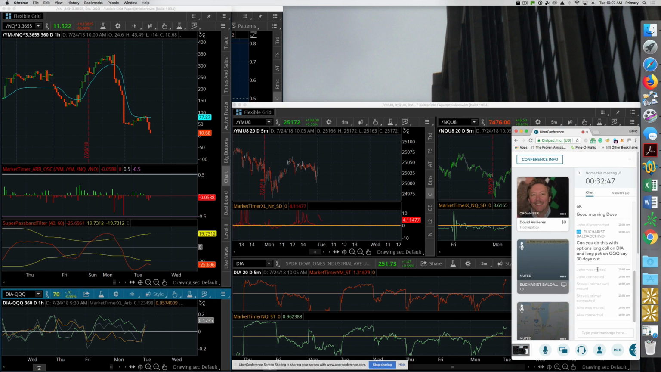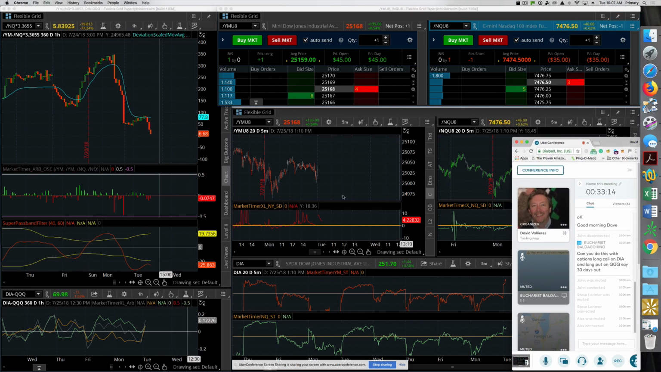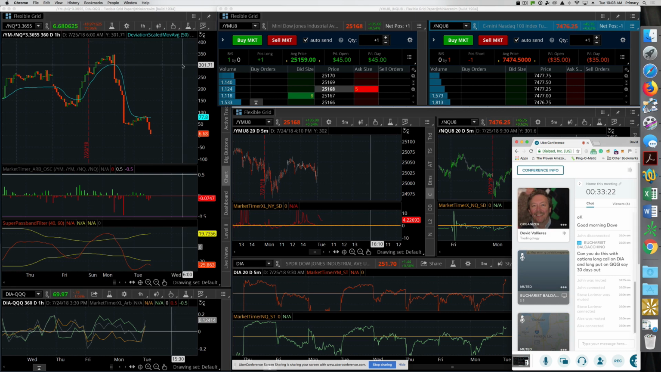Can you do this with options, long call on the Diamonds and long put on the Qs? No, not really, because this is such a short-term trade. I mean, this is a really, really short-term trade. You're going to be in it maximum maybe a couple of hours. So it doesn't make sense to do that on the Diamonds and the Qs for options. I mean, you can go out a little bit longer term, but this is meant to be a very, very short-term trade, an hour, 2 hours at the most.